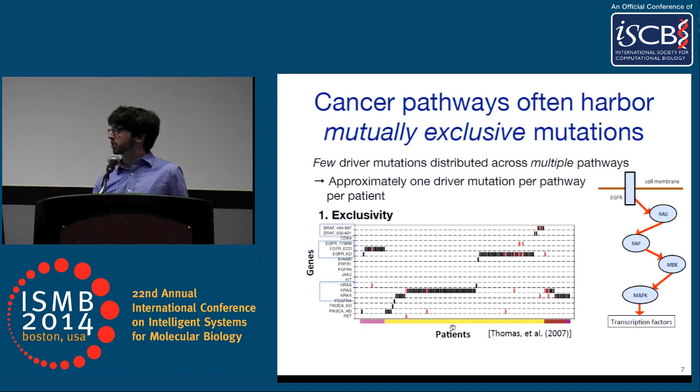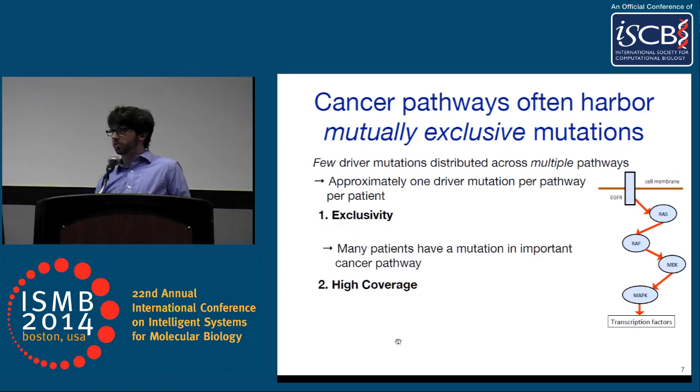And so shown in this figure from Thomas et al., they did directed sequencing of a famous signaling pathway. Here the rows are genes, the columns are patients, and the red and black marks indicate whether a gene is mutated in a particular patient. As you can see, the genes in the pathway have largely exclusive mutations. In addition, you'll notice that most patients have a mutation in at least one of the genes, which gives us the second principle, high coverage, meaning that many patients will have a mutation in an important cancer pathway.